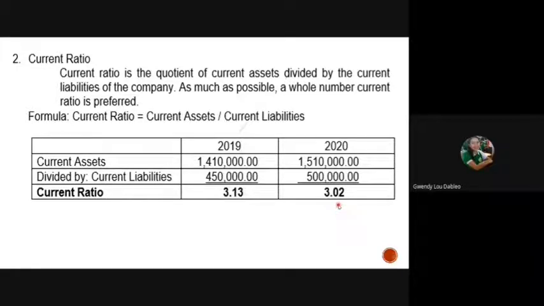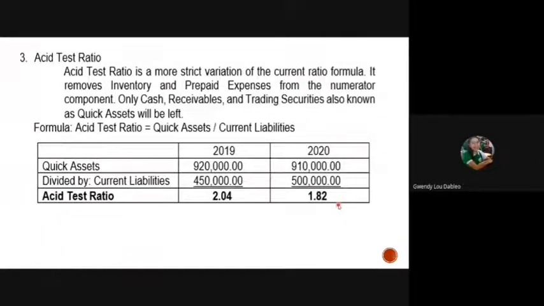Okay, kindly give your interpretation for this, Eliza. Which is better, 2019 or 2020? 2019, ma'am. Okay, 3, we have the acid test ratio. Kindly read the definition, Len Jaisel.